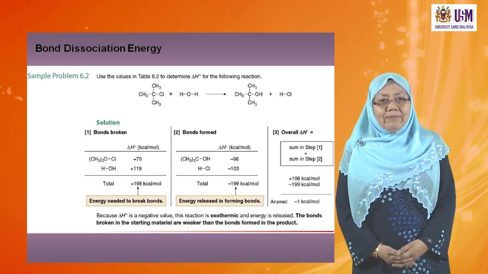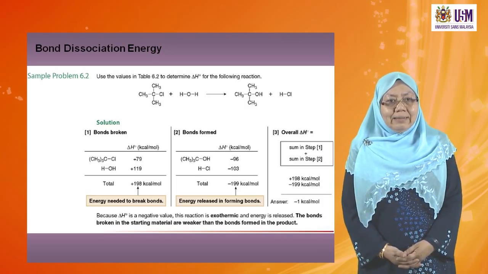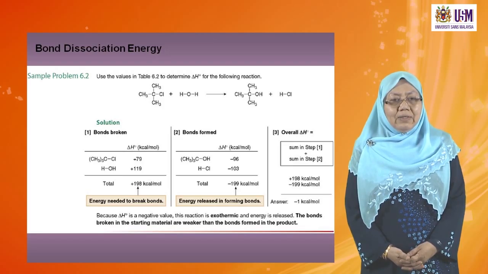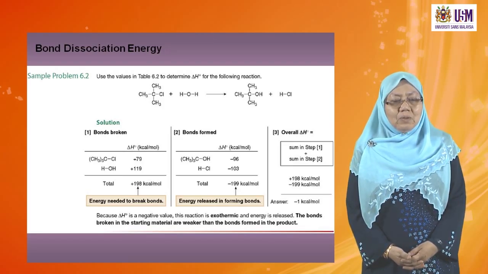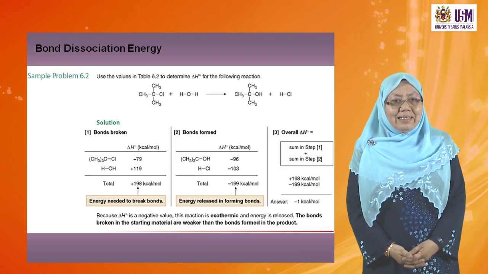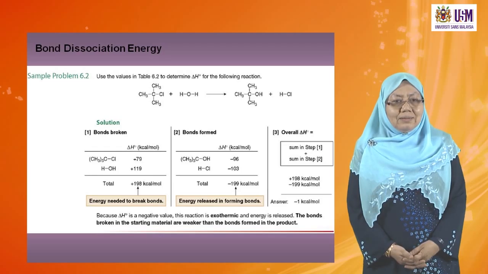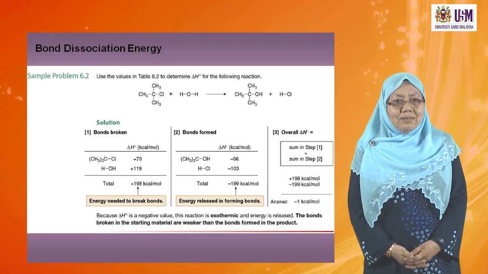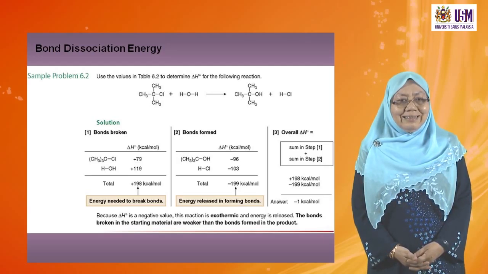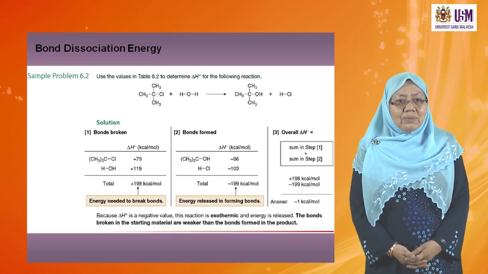First of all, we have tertiary butyl chloride. The bond between carbon and chlorine has a value of 79 kilocalories per mole. And we will also break a bond between hydrogen and oxygen in water. This bond has a value of 119 kilocalories per mole. So the total amount needed to break the bonds would be 79 plus 119, which is 198 kilocalories per mole. This is the energy needed to break the bonds.